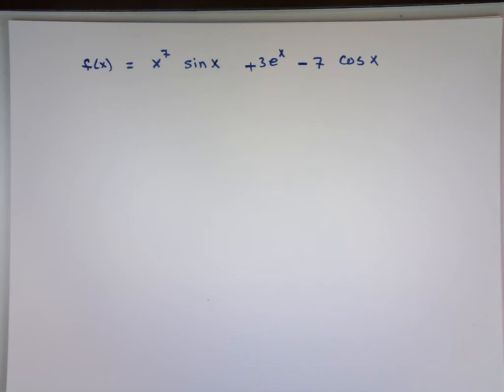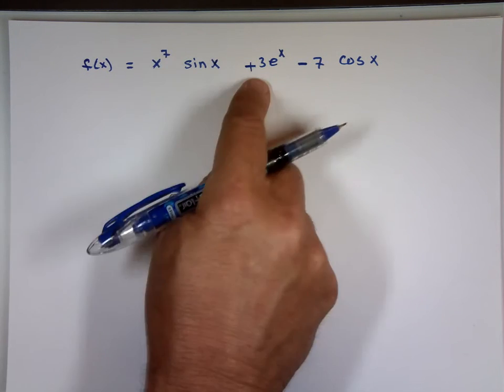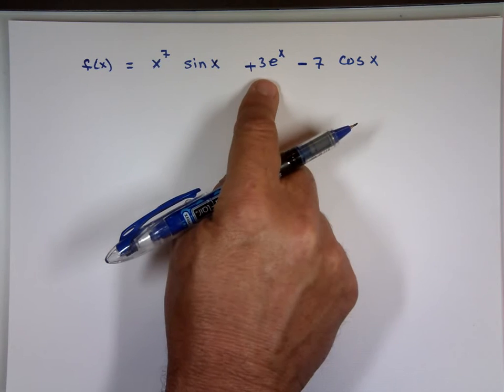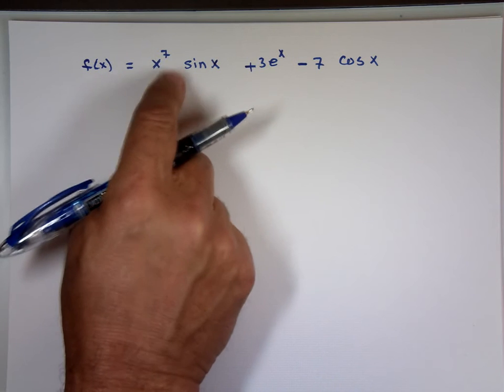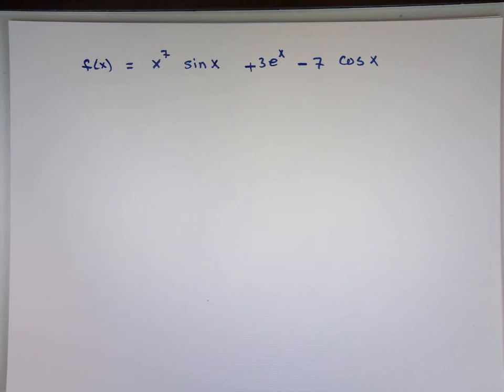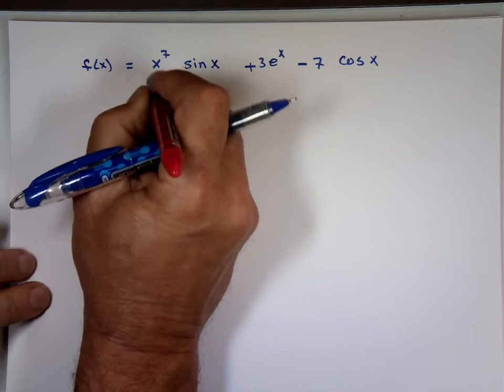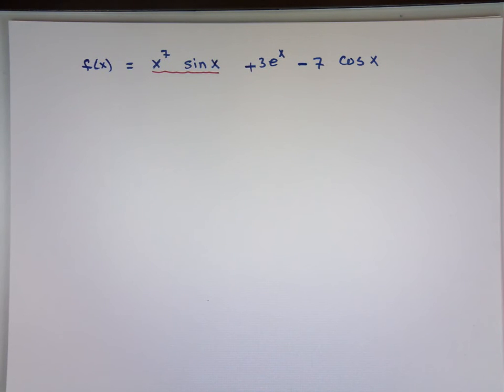First, I'm looking at this. I know the answer to these two. These are straightforward from the previous section. But what about the answer to this one? So let me find the answer to this one first, and once I have that, then I'll add to it these answers. This is x to the 7 times sine x, so I have to use the product rule.